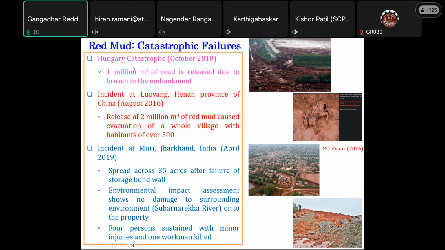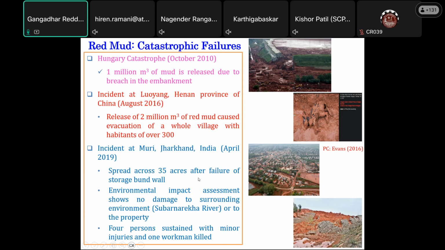In Hungary, there was a huge catastrophe because of the failure of an embankment. Even before India, there was China, where it also caused inundation of an entire village. This led to problems for humans and for animals as well. You can see another village in China where the entire village got inundated. You can see. Another was one of the recent incidents.